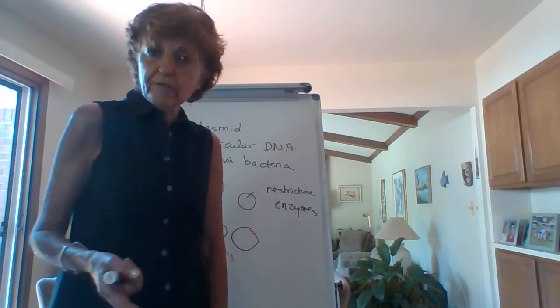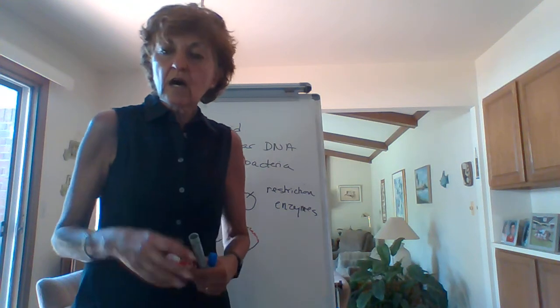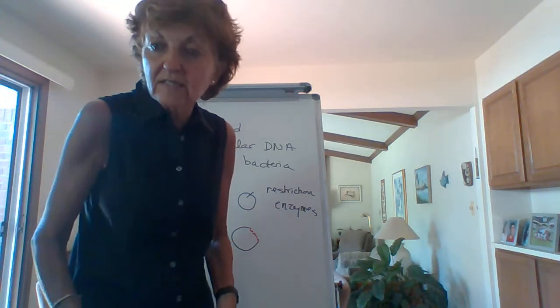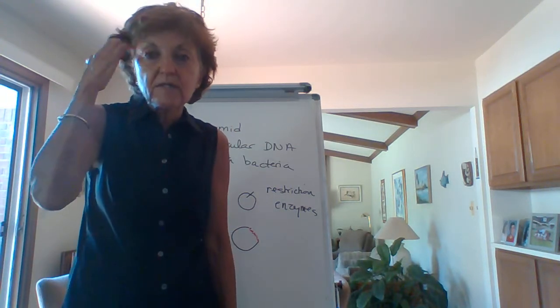Okay, there are other vectors besides plasmids, but right now that's the only one you need to worry about. And I think that does it for the DNA recombinant technology.